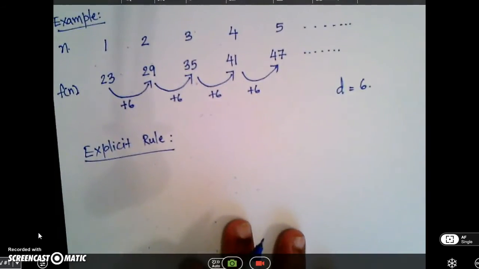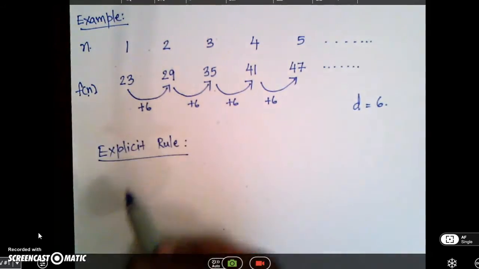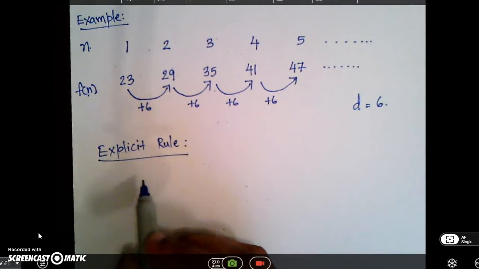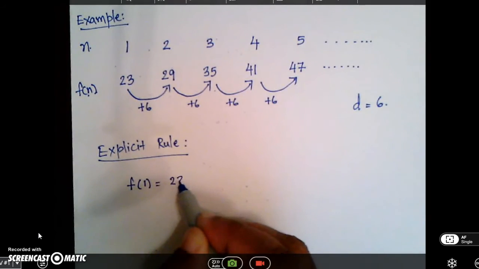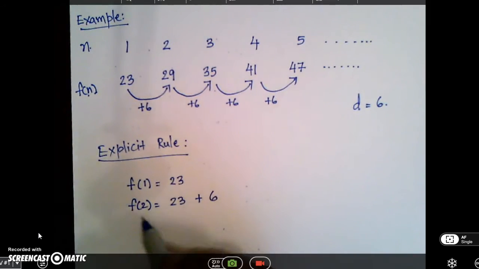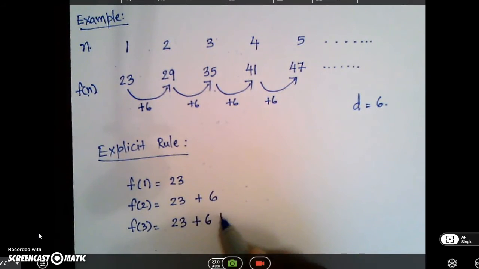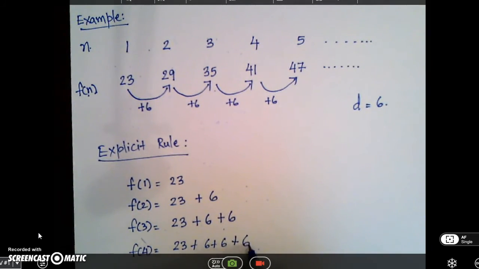Alright, for my explicit rule, it relates my n and my f of n, right? So f of 1 is 23, f of 2 is 23 plus 6, f of 3 is 23 plus 6 plus another 6, because I have to go from here to here. I add a 6, then again I add another 6. So f of 4 is 23 plus 6 plus 6 plus 6.